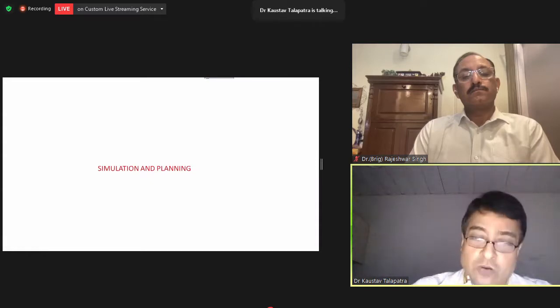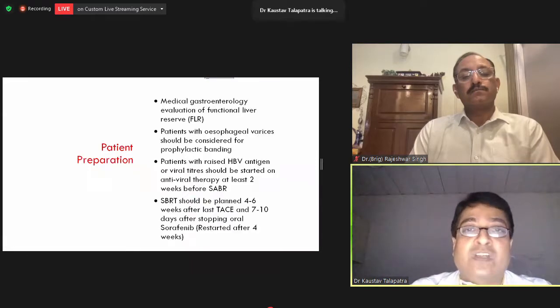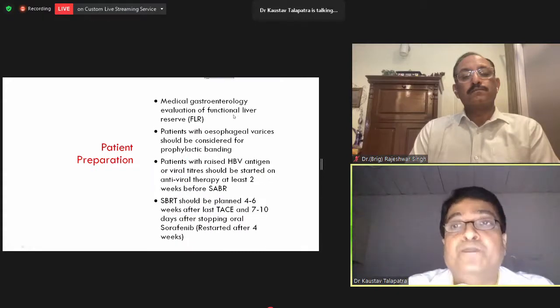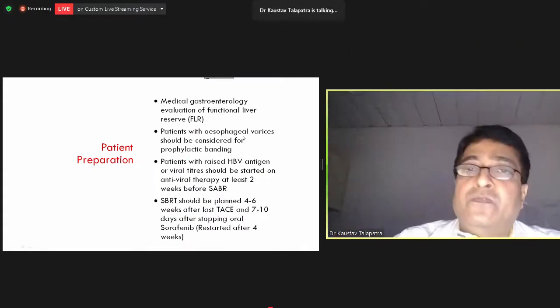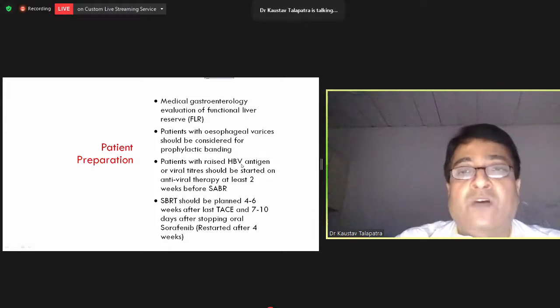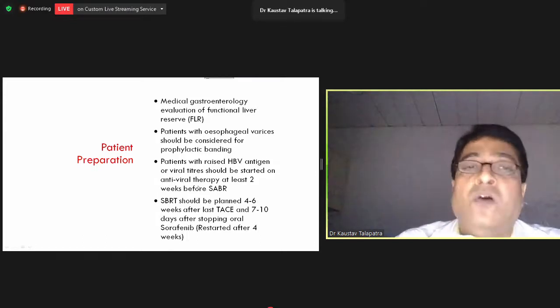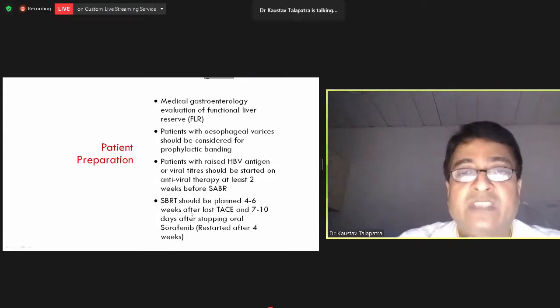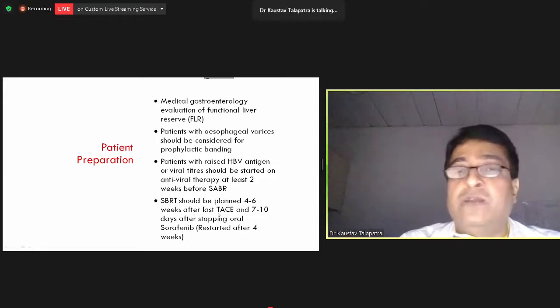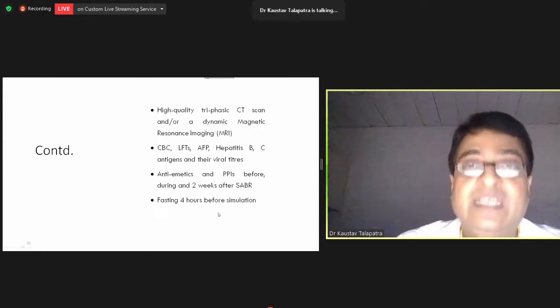For the radiation oncology audience, I will just be running through what is simulation and planning. So, patient preparation: medical gastroenterology evaluation, patients with varices should be considered for prophylactic banding, patients with raised HBV antigen or viral titer should be on antiviral therapy for at least 2 weeks, and SBRT should be planned 4 to 6 weeks after the last TACE.